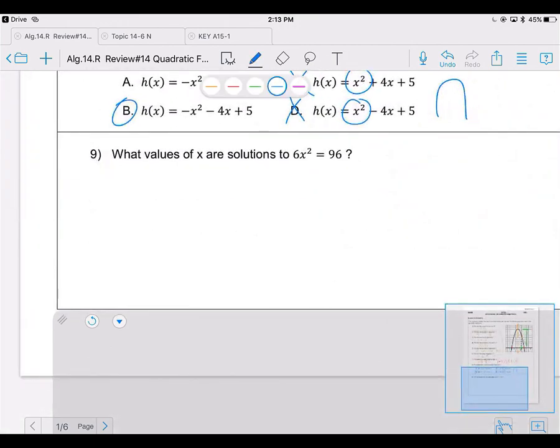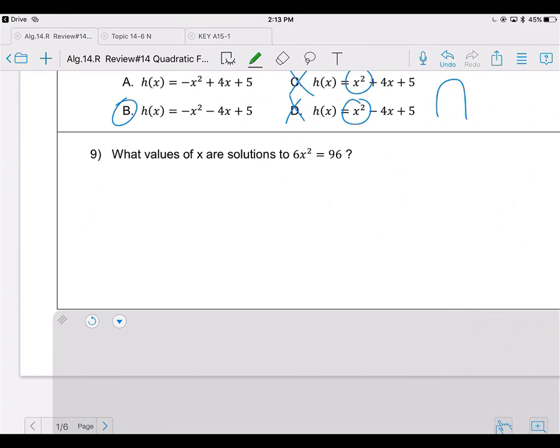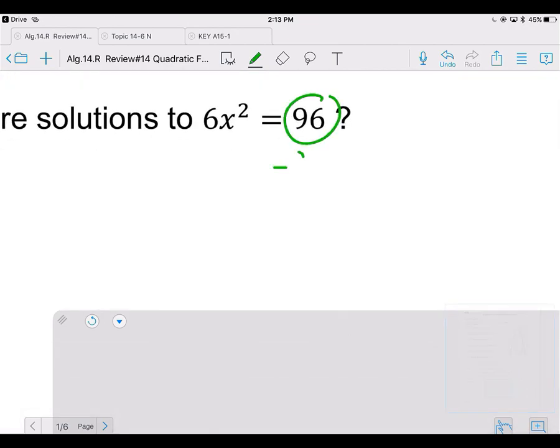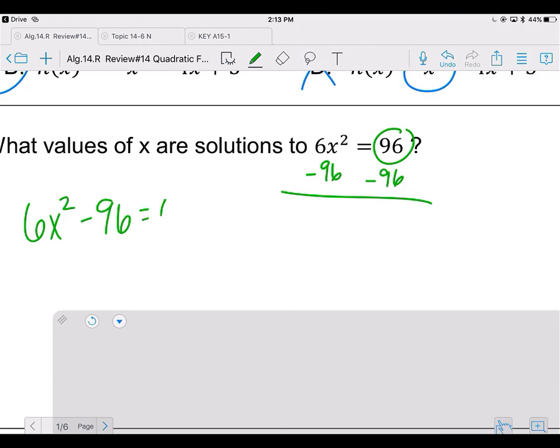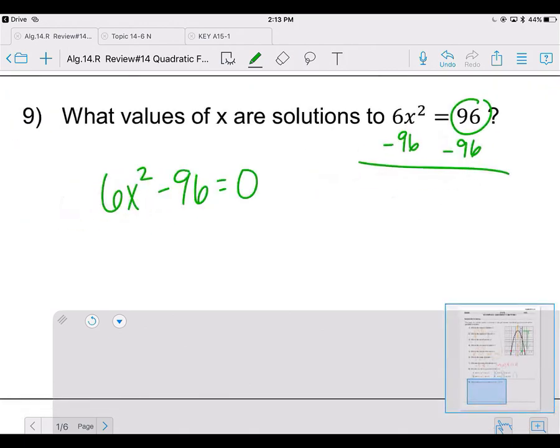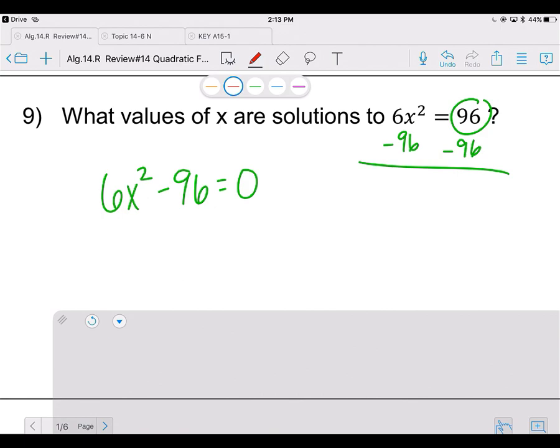Problem 9 asks for the values of x that are a solution to 6x² = 96. So on all of these, before we can solve, we need an equals 0. So I subtract 96 from both sides. So I'm working with 6x² - 96 = 0. When we factor, we take out our GCF. Our GCF here is a 6. When you take it out, remember you divide, so 6 divided by 6 cancels. -96 divided by 6 is 16.